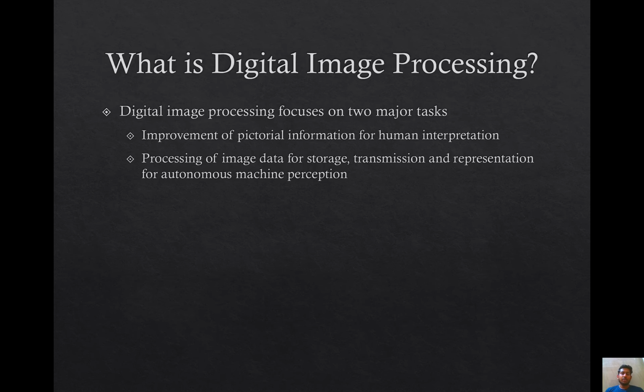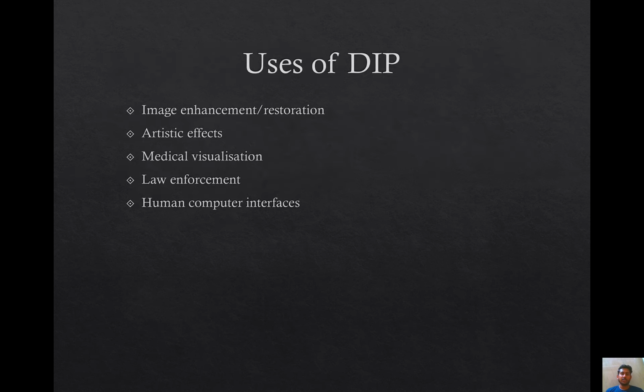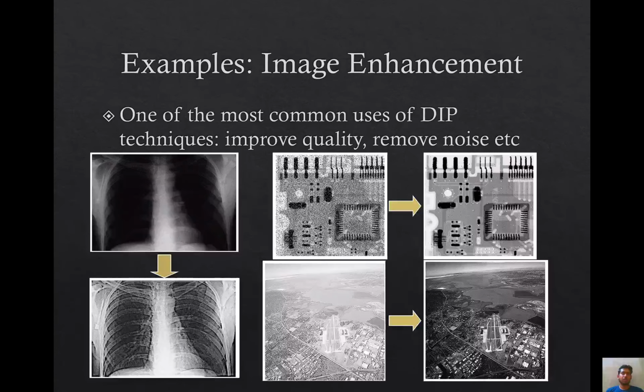Digital image processing focuses on two major tasks: improvement of pictorial information for human interpretation, and processing of image data for storage, transmission, and representation for autonomous machine perception. Uses of digital image processing: image enhancement, restoration, artistic effects, medical visualization, law enforcement, human-computer interfaces.